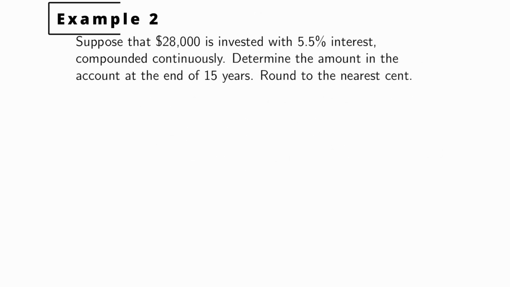Example 2 is a continuously compounded interest problem. Notice again, it says continuously here. So that means we use A equals P e to the rt. Our principal here is $28,000. Our interest is 5.5%, so again, divide 5.5 by 100. So you get 0.055, and our t is 15 years. There's no n here, because we're compounded continuously.